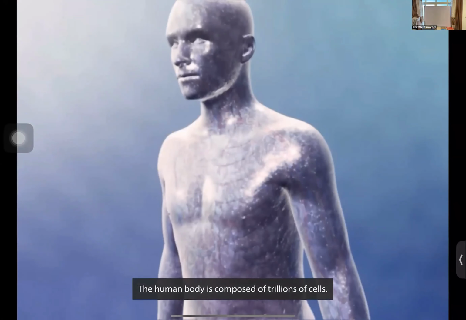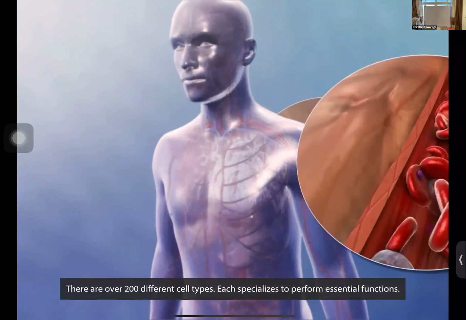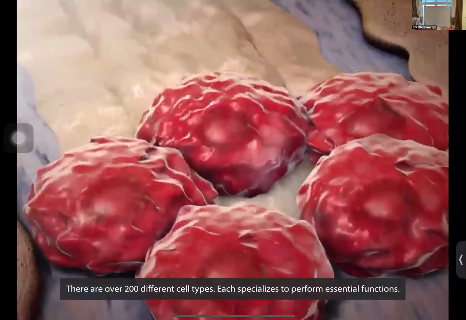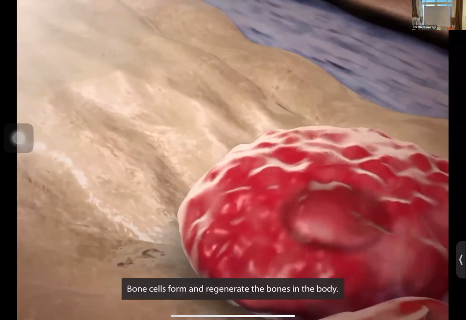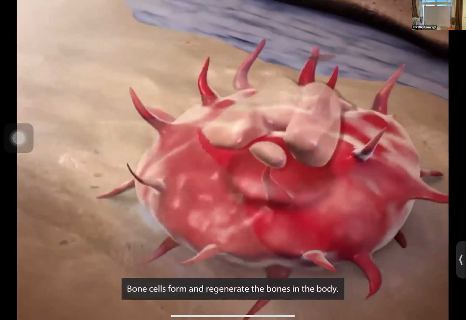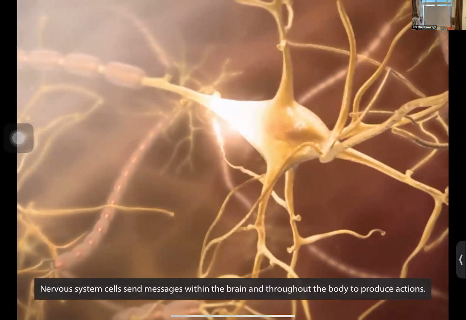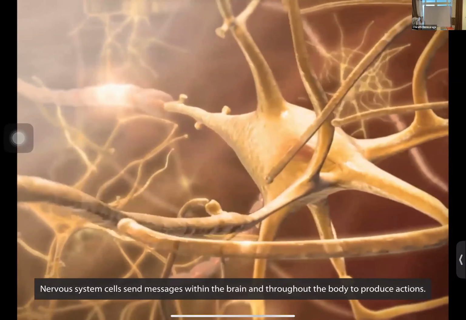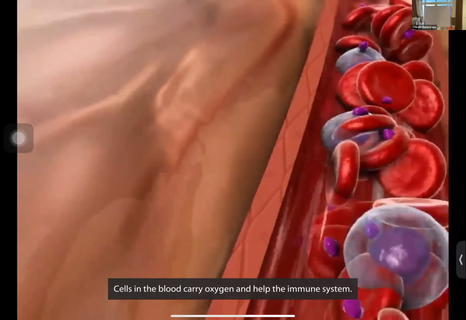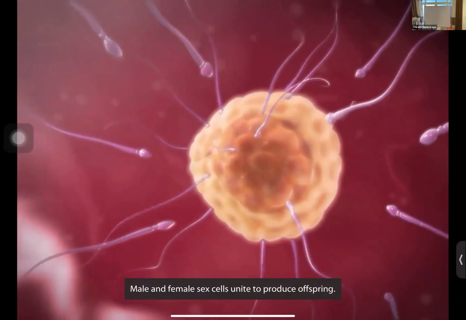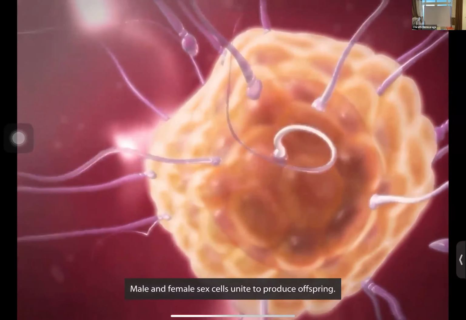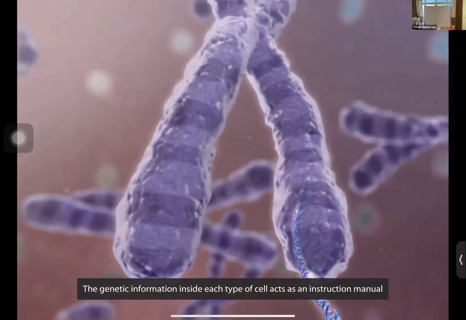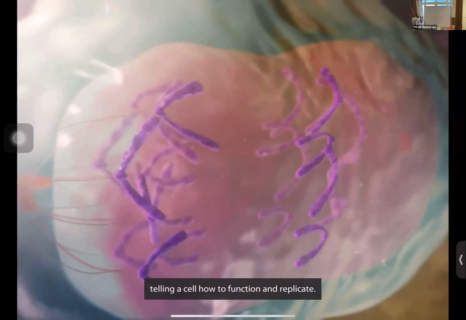Cells are the basic living units of tissue. The human body is composed of trillions of cells. There are over 200 different cell types. Each specializes to perform essential functions. Bone cells form and regenerate the bones in the body. Nervous system cells send messages within the brain and throughout the body to produce actions. Cells in the blood carry oxygen and help the immune system. Male and female sex cells unite to produce offspring. The genetic information inside each type of cell acts as an instruction manual telling a cell how to function and replicate.